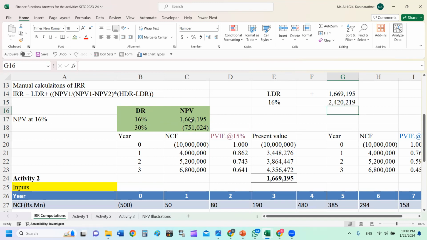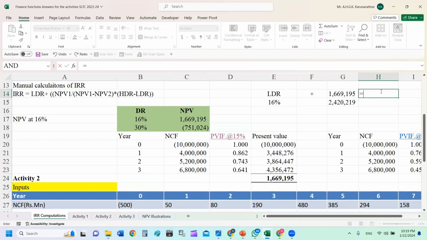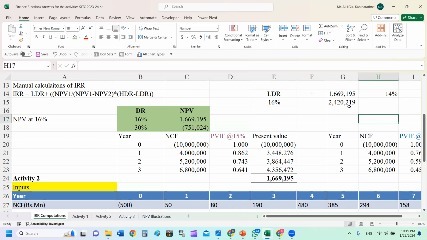You can see it increase, the two are added. So this divided by this is a fraction. Then we multiply by the delta discount rate, which is the higher discount rate minus the lower discount rate. The discount rate difference here was 14%. This is the fraction, the numerator divided by the denominator.